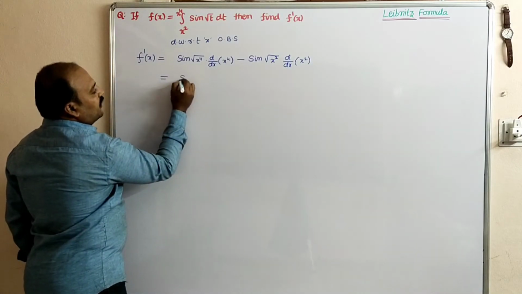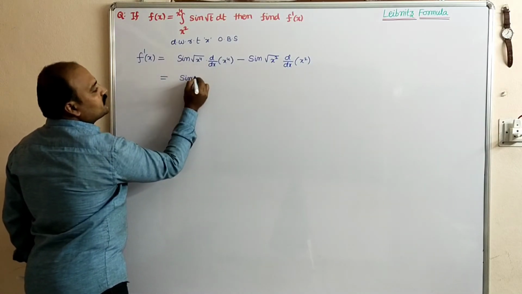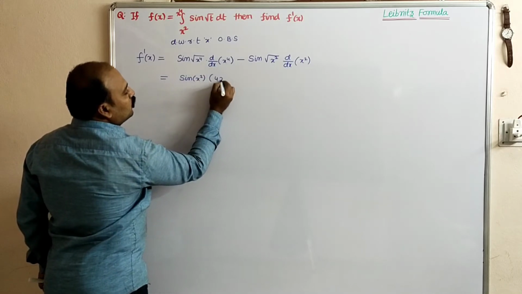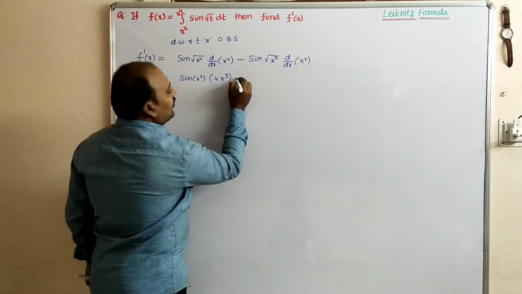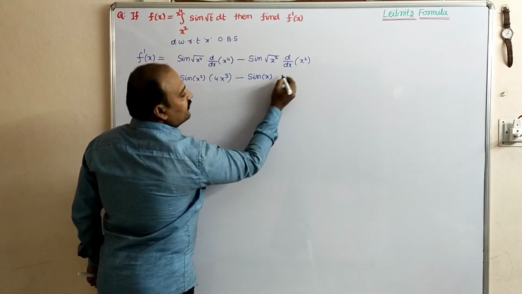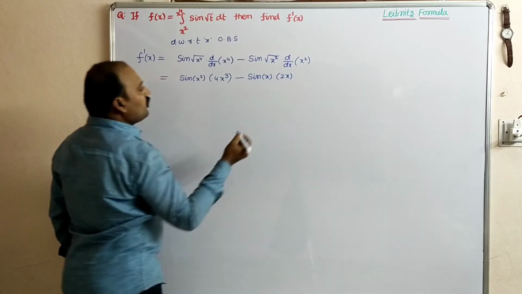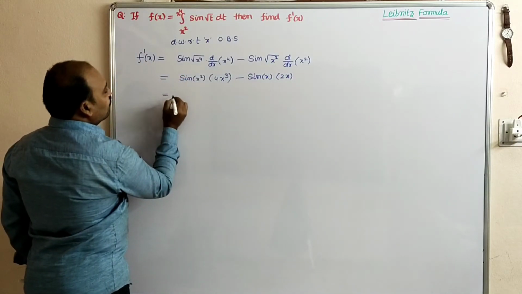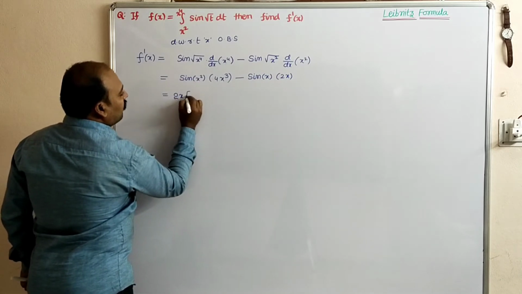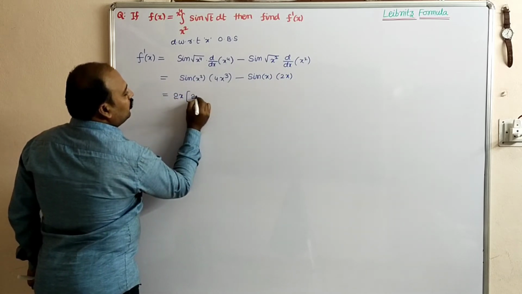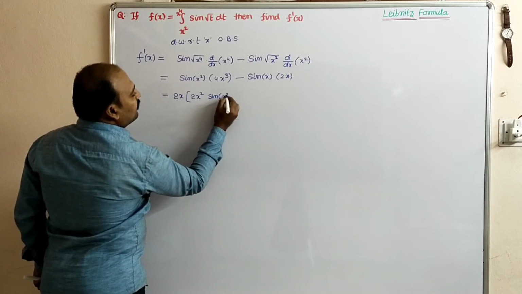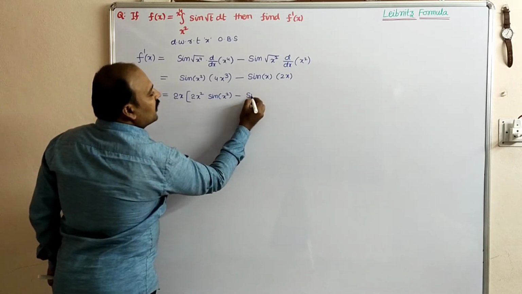Now sine of root x power 4 is x square, into d by dx of x power 4 is 4x cube, minus sine root x square is sine x, d by dx of x square is 2x. So now we can write it as 2x, take common from these two: 2x square into sine of x square minus sine x.